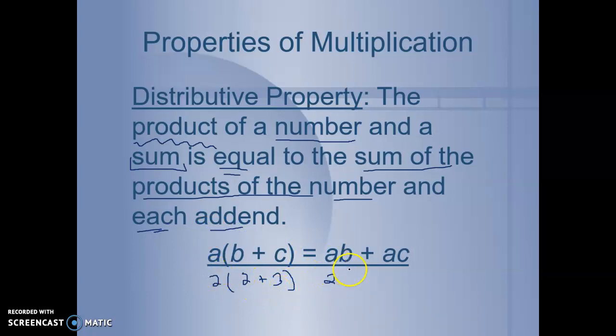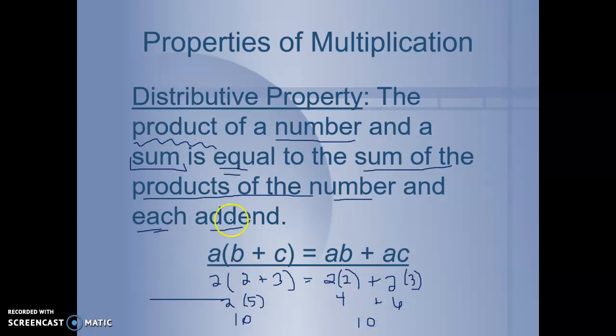So my original number was 2, and I could multiply it by the 2 that was inside the parentheses and the 3 that was inside the parentheses. And my two products will be the same. If you don't believe me, let's go ahead and solve these. 2 times 5 is 10. And over here, 2 times 2 is 4. And 2 times 3 is 6. And when I add those together, I get 10.